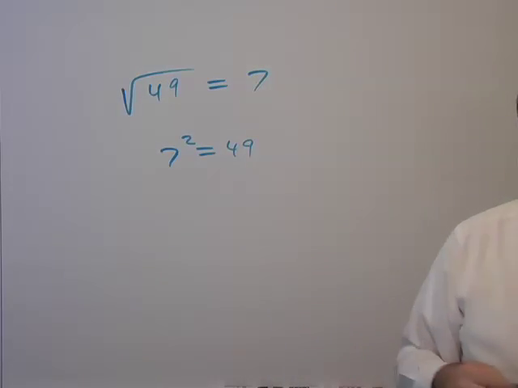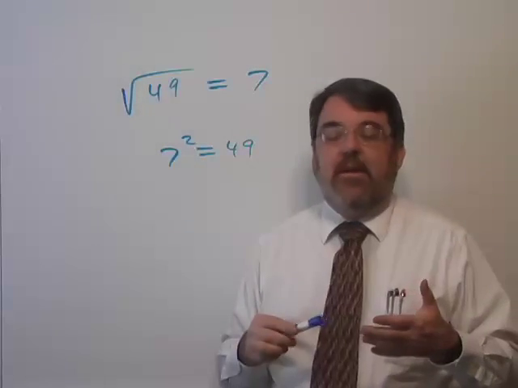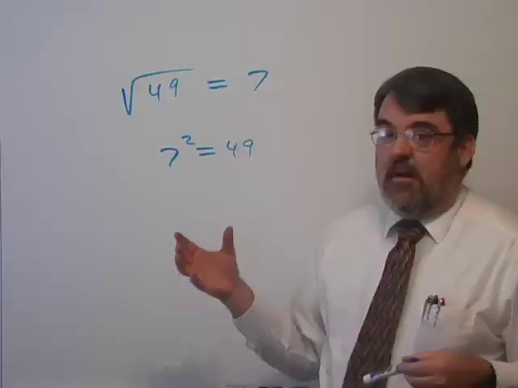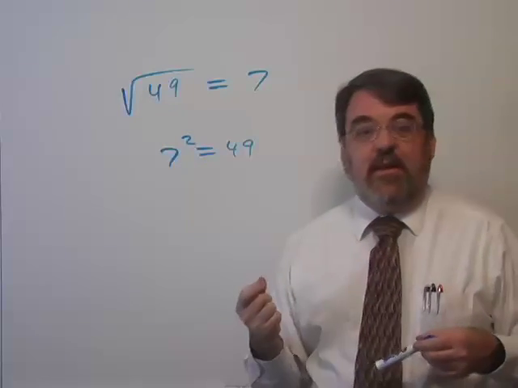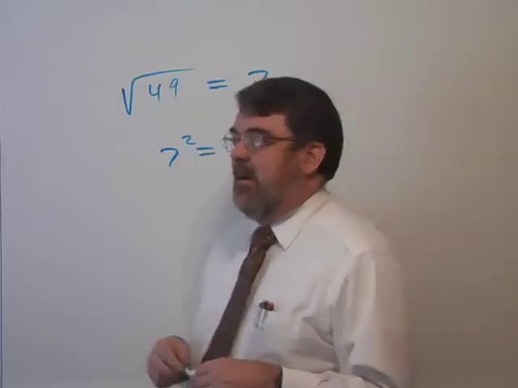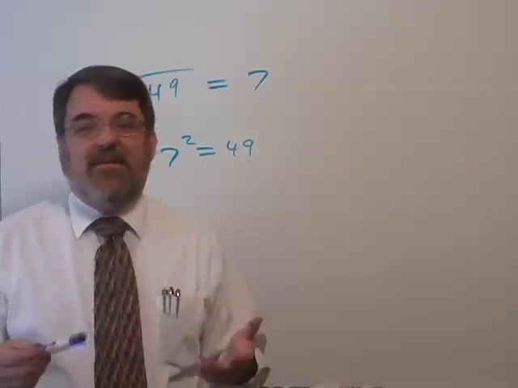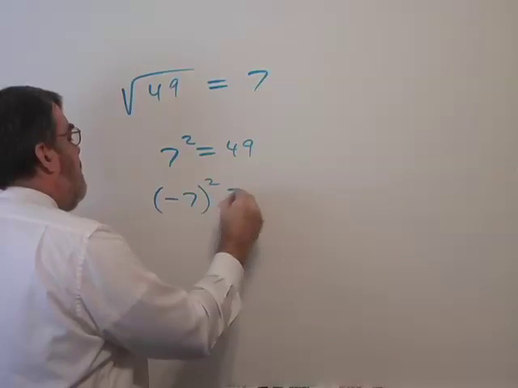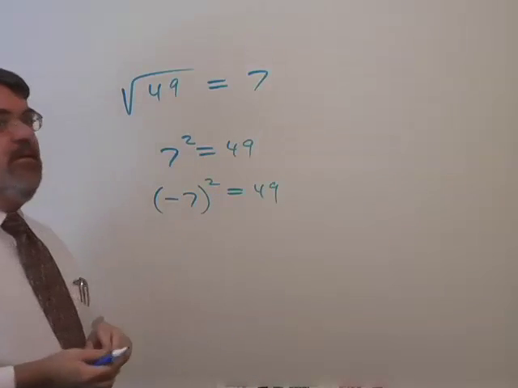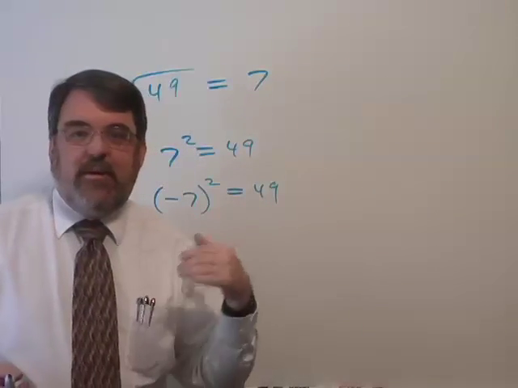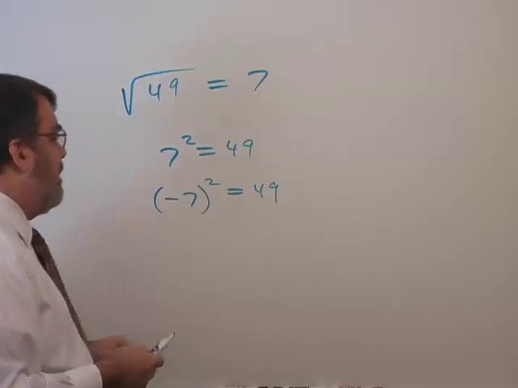Now, we don't say that the square root of 49 is negative 7, but it is true that if you squared negative 7, you would get positive 49. And so, in a sense, the negative 7 is a square root of 49, but when we use the square root symbol, we only write positive 7. We don't write the negative 7. All right, so what's going on there?